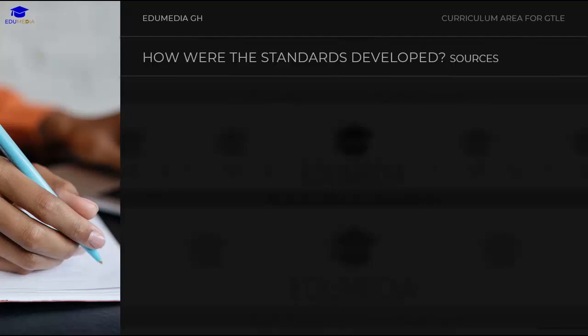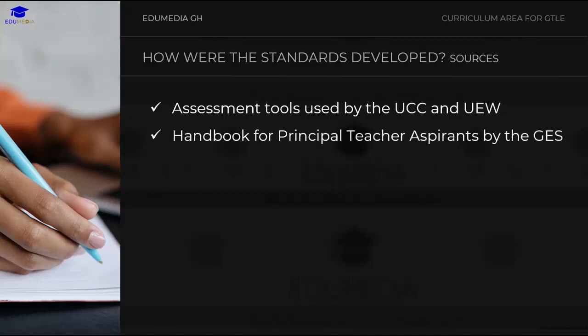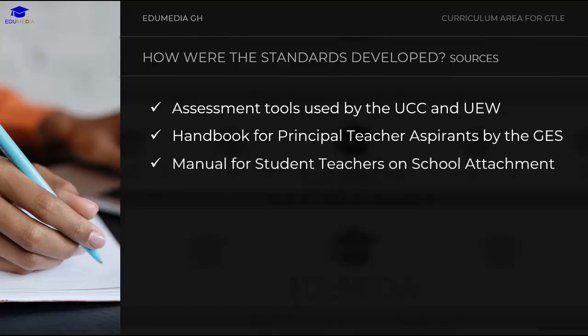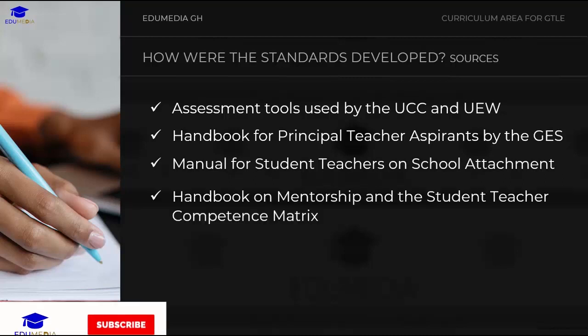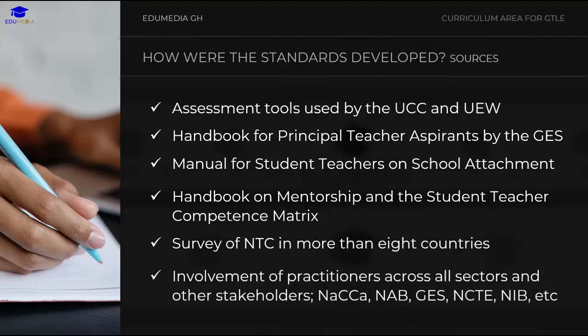Among them include assessment tools used by the University of Cape Coast and University of Education, Winneba, for assessing student teachers during on-campus teaching and practicum. Handbook for principal teacher aspirants by the Ghana Education Service. Manual for student teachers on school attachment. Handbook for mentorship and the student teacher competence matrix. Also, information was gotten from the survey of National Teacher Council in more than 8 countries, and they also involved practitioners across all sectors and other key stakeholders.